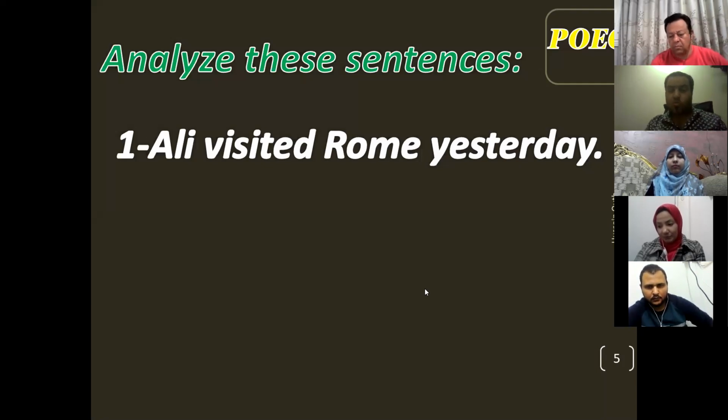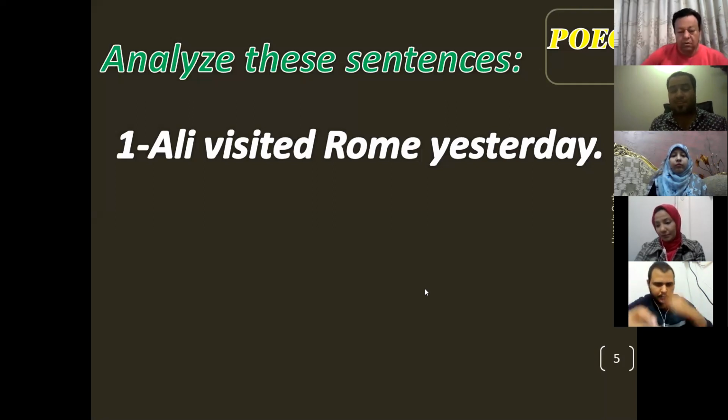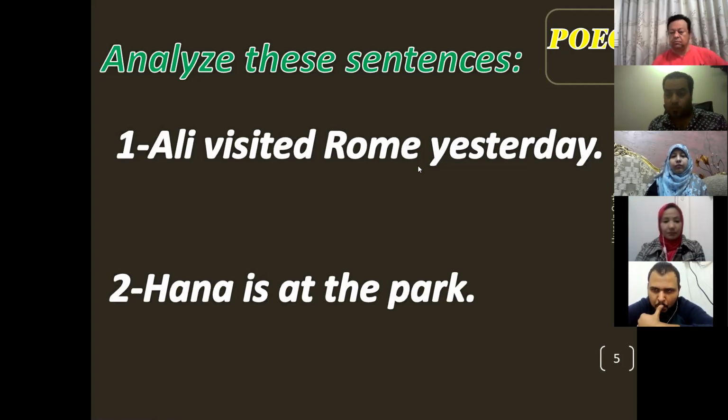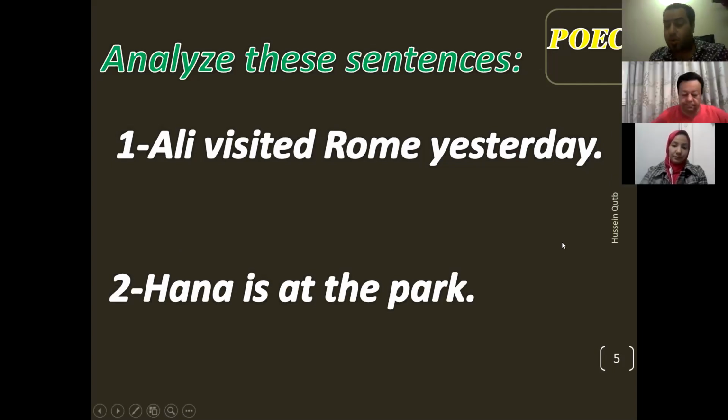So here we say that Ali is a noun and its function is, what's the function of Ali here, guys? You know that every word has a function. Subject. Yes, thank you so much. Perfect. And visited is a verb, and you all just said this word, and it's a main verb. And here we have Rome, which is acting like an object, and it's a place. And yesterday is an adverb of time. So now let's go to the second part, which is Hannah is at the park.